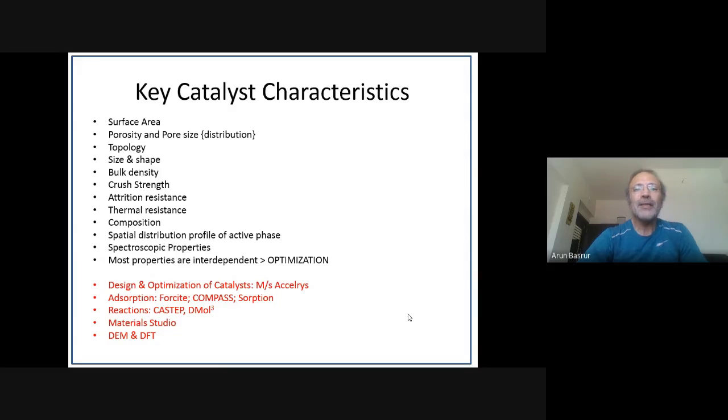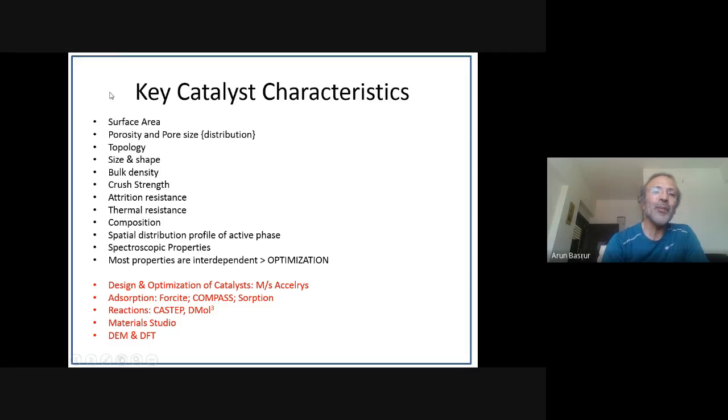The key catalyst characteristics. So determining the characteristics of the catalyst are important for developing better catalysts and also from a quality assurance point of view. Some properties are surface area, porosity, pore size distribution, topology, size and shape, bulk density, crush strength, attrition resistance, thermal resistance, the chemical composition of the catalyst, the spatial distribution of the active phase, some spectroscopic properties.